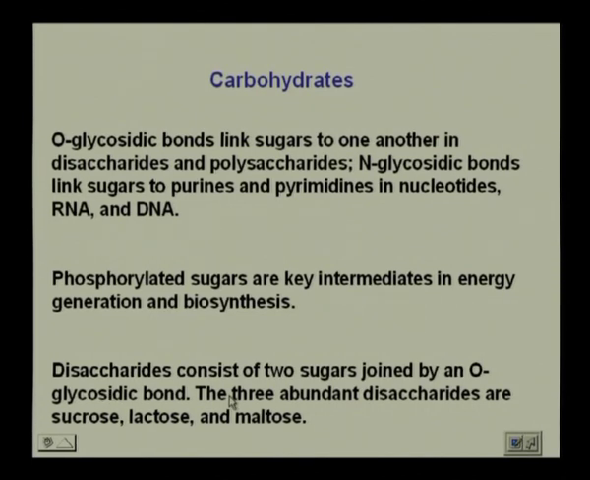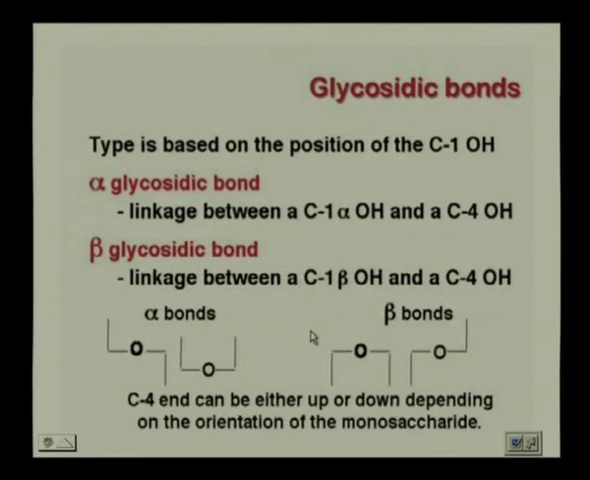bond, and the 3 most abundant disaccharides are sucrose, lactose and maltose. Once we know what the linkage is, we will know how we can write out the structures of definitely sucrose, lactose and maltose, but also of other disaccharides.